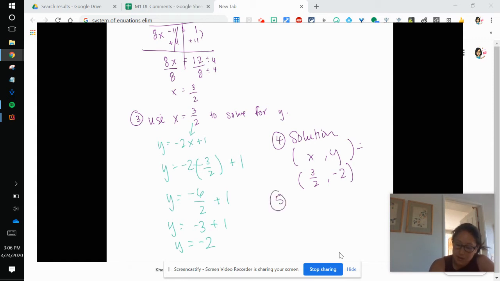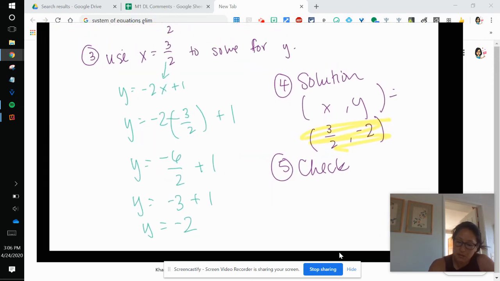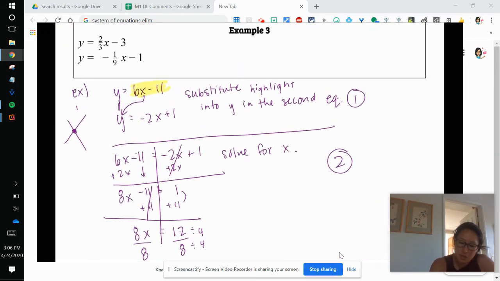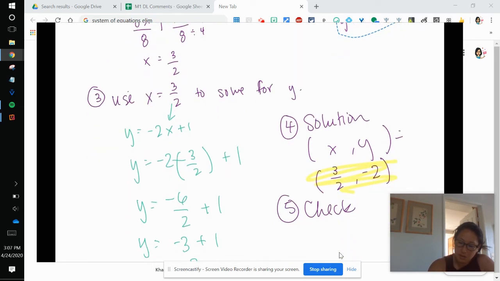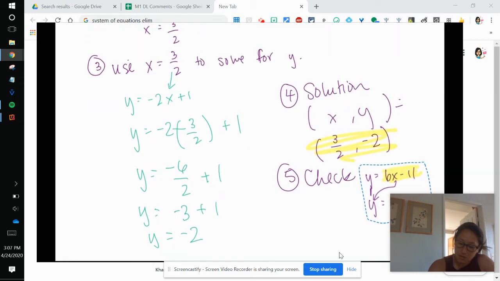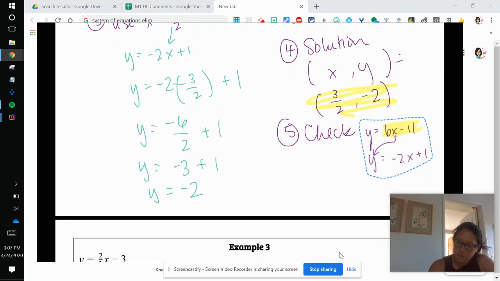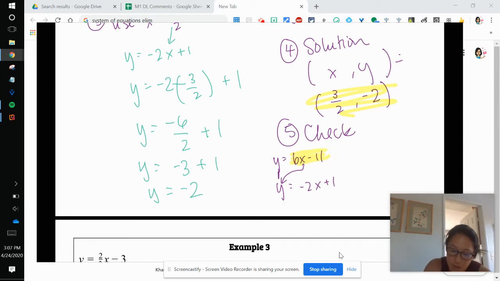Okay, step 5 is our check. So we think that this is our solution, and we're going to check to make sure these are true. So I have my top equation. Okay, so I'm going to substitute into the top equation 3/2 and negative 2. So I'm going to get negative 2 is equal to 6 times positive 3/2 minus 11.